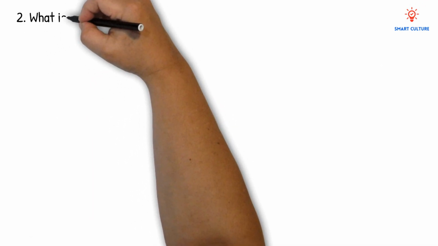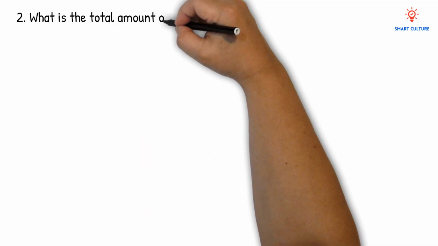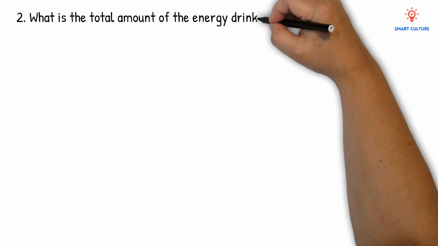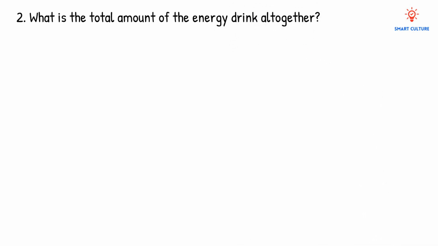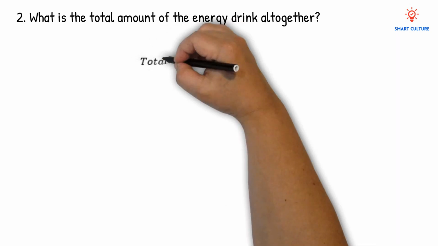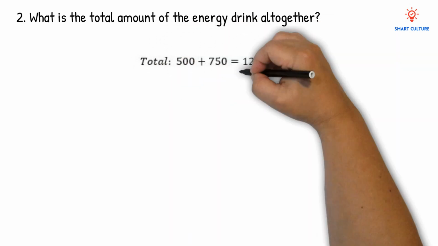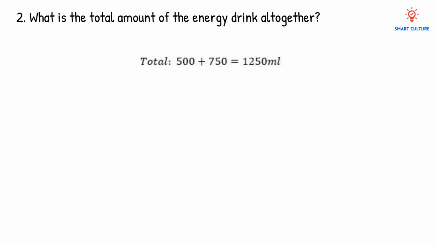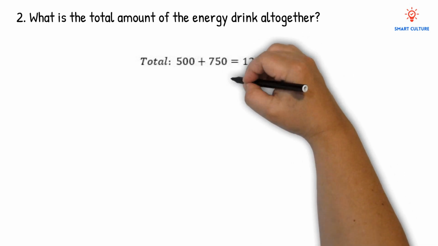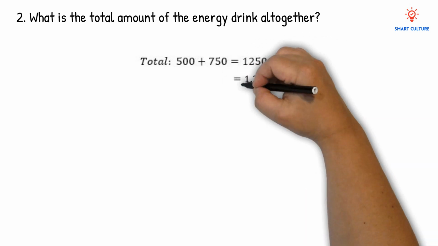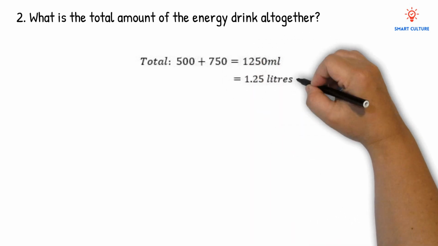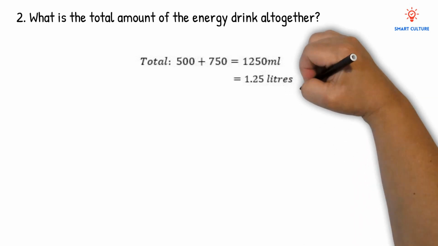Number 2, what is the total amount of the energy drink altogether? So that is the water and the energy concentrate together. So we can say the total amount is 500 milliliters, which is our energy concentrate, plus 750 milliliters for our water, and that is equal to 1,250 milliliters. But then we can also write it as 1.25 liters of our energy drink.